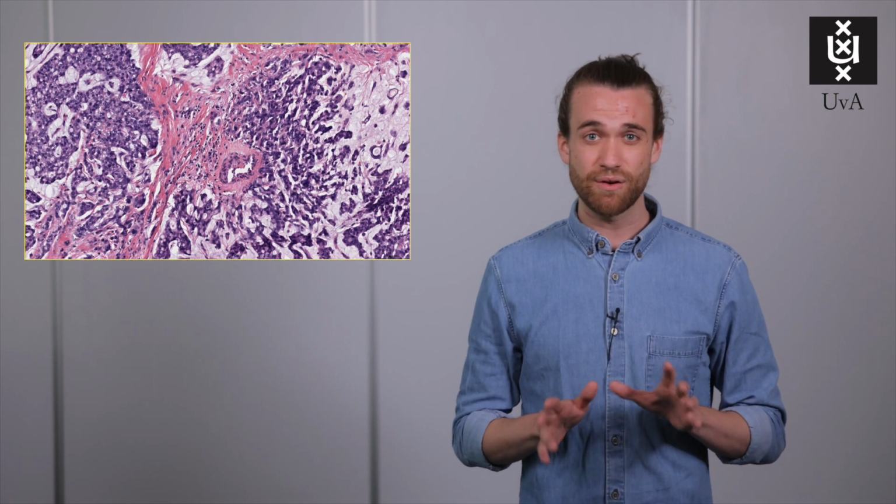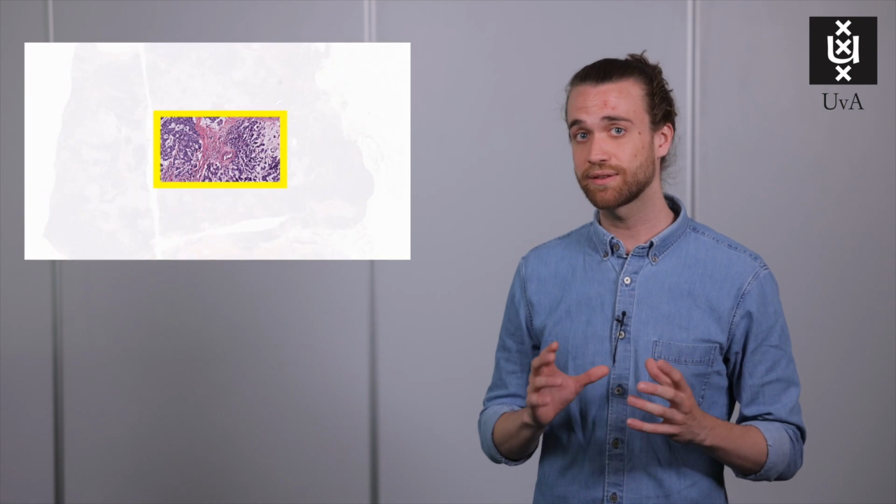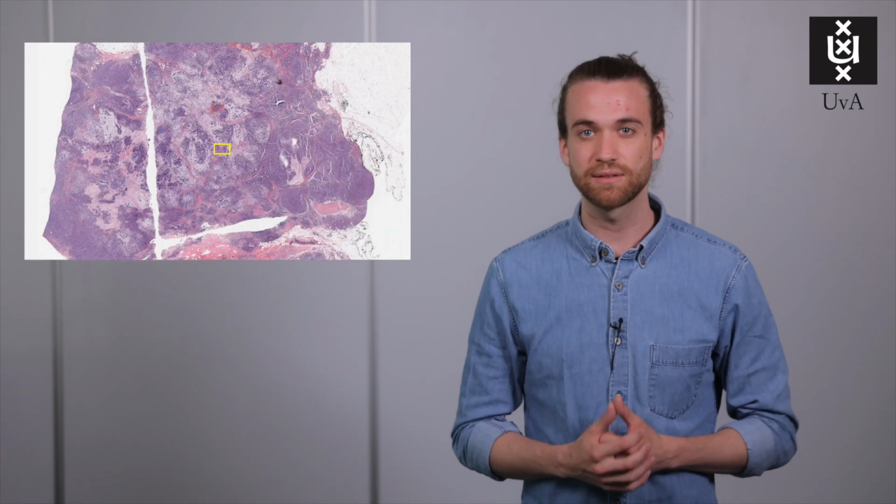But we don't yet know how we can recognize this, because as you can see, when we zoom out, there's an overwhelming number of cells to look at, even for one patient. But artificial intelligence can help us find the patterns that predict which patient would benefit from immunotherapy.